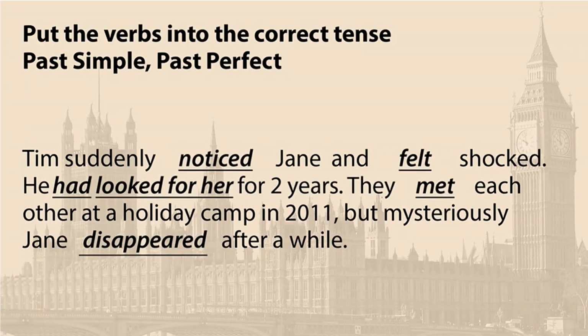Tim suddenly noticed Jane and felt shocked. Тим случайно заметил Джейн и был шокирован. He had looked for her for 2 years. Он искал ее 2 года. They met each other at a holiday camp in 2011. But mysteriously, Jane disappeared after a while. Они встретились в лагере в 2011 году, но Джейн вскоре загадочно исчезла.